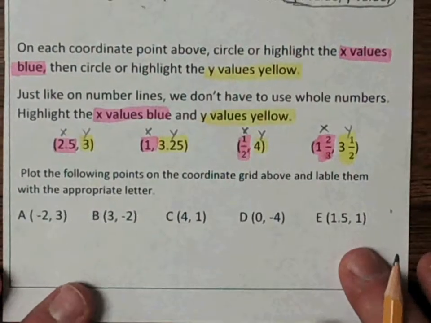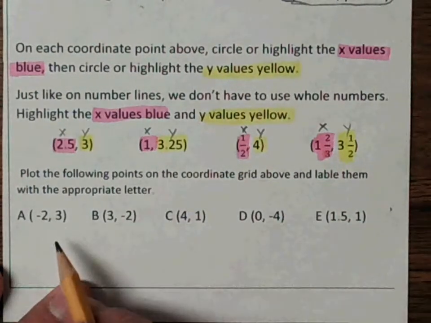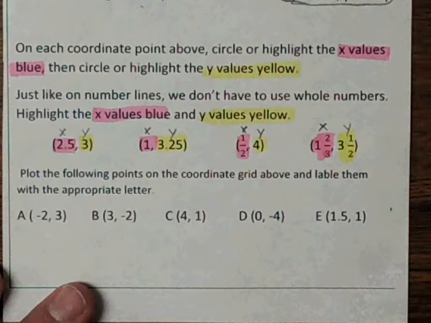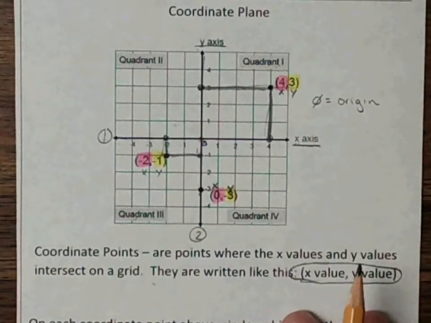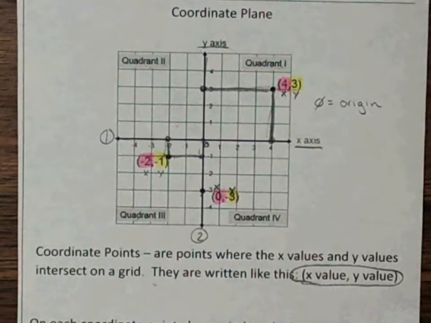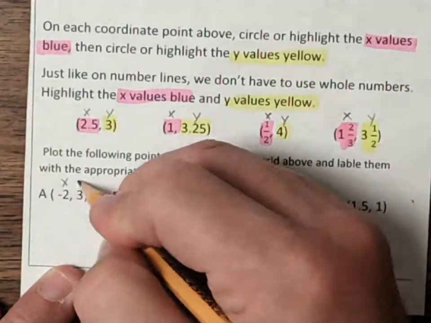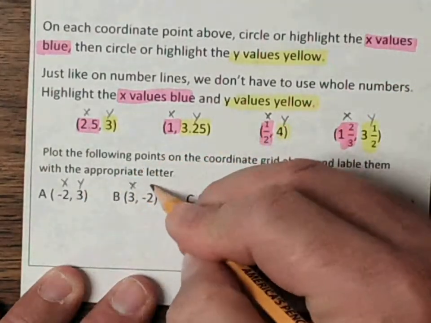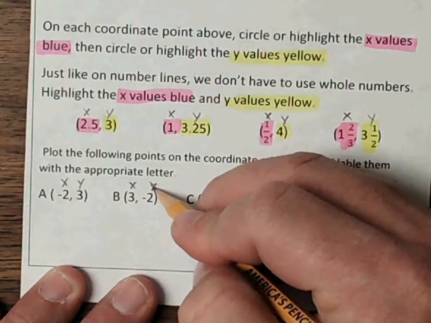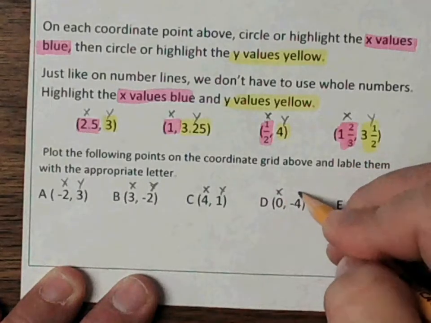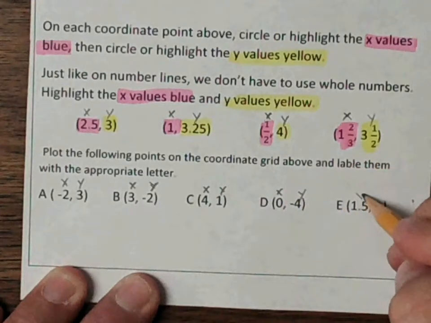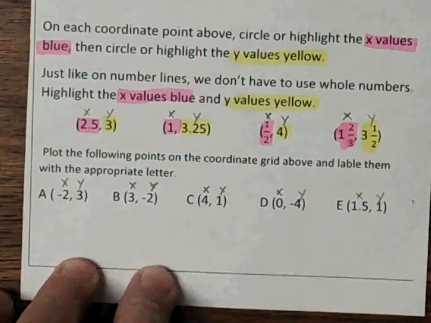Okay, so now we're going to actually plot a few points. We've got 5 points that we're going to plot. And they're down here at the bottom. They're labeled A through E. We're going to plot these points on our graph up here. The first point that we're going to plot is -2, 3. So I'm going to label this x and y so I don't forget. I might even highlight them if I'm having a hard time seeing it. X, y, x, y. Make sure your y's don't look too much like your x's. It's easy to do.